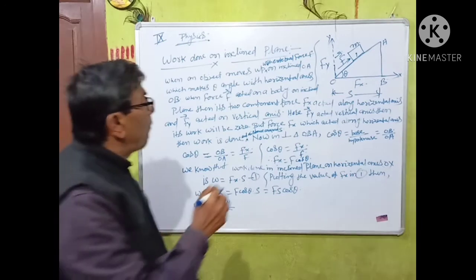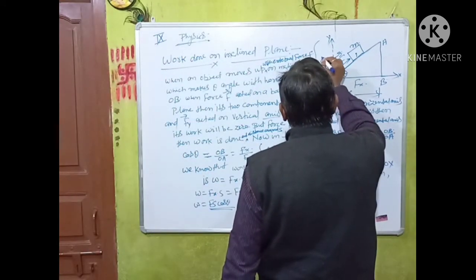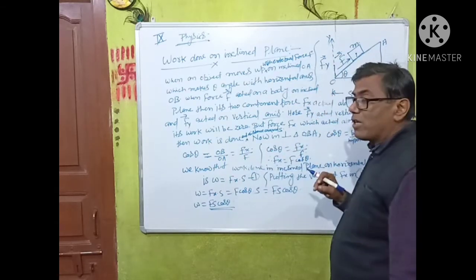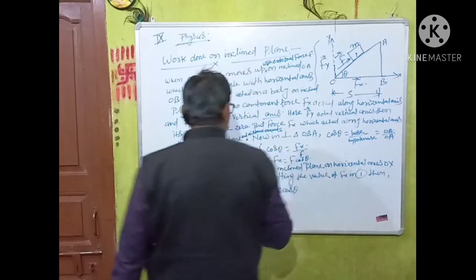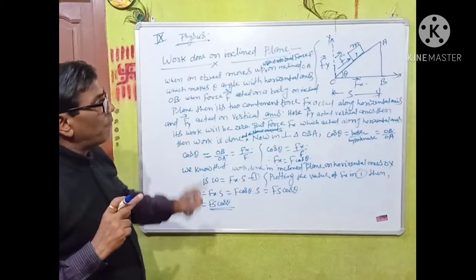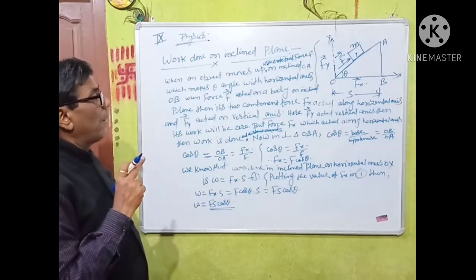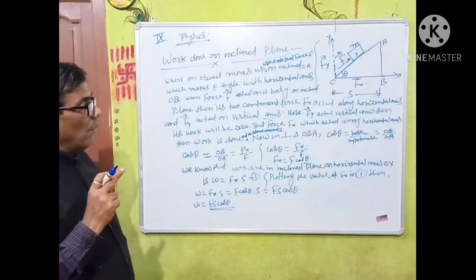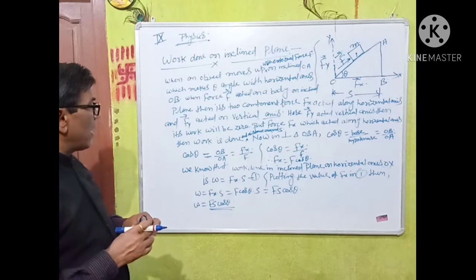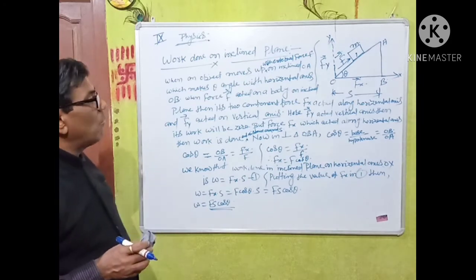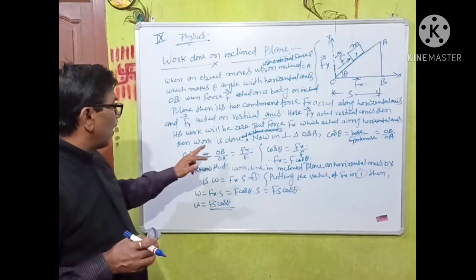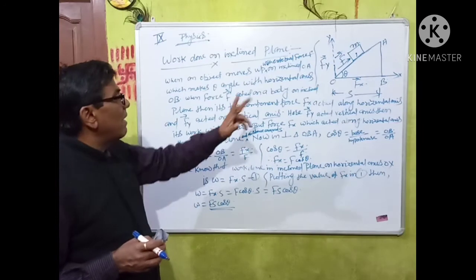The force Fy, which acts on the vertical axis, does no work because cos 90 degree is equal to 0. So only the horizontal component Fx does work on the inclined plane along the horizontal axis. First of all, we find the value of Fx. Fx acts along the horizontal, and the distance covered is S.